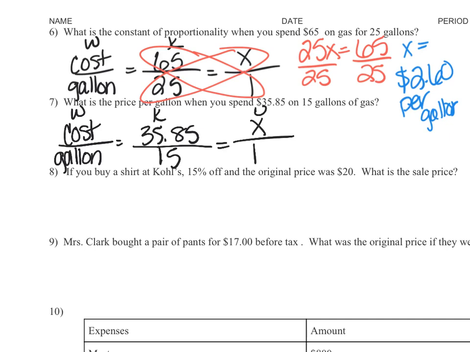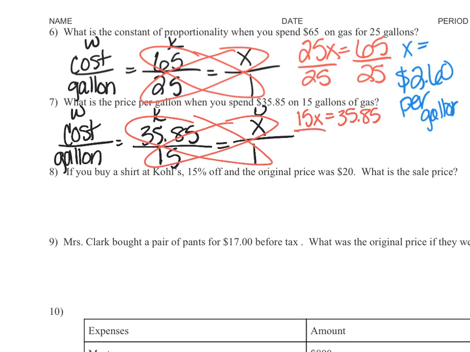So on here, when I cross multiply, I'll get 15x equals 35.85, and I'll divide both sides by 15, and then my x will equal $2.39 per gallon.